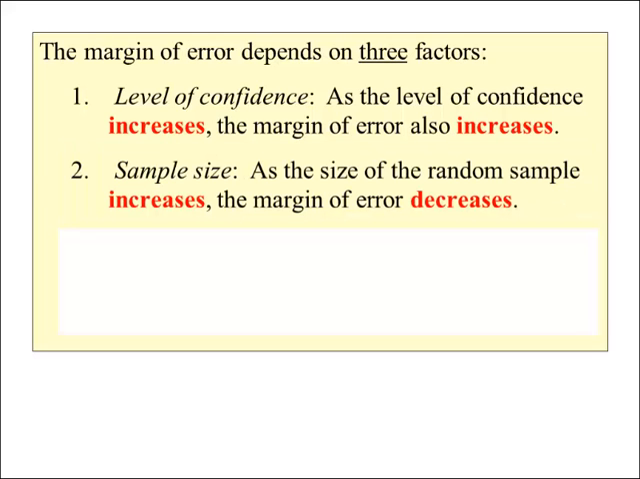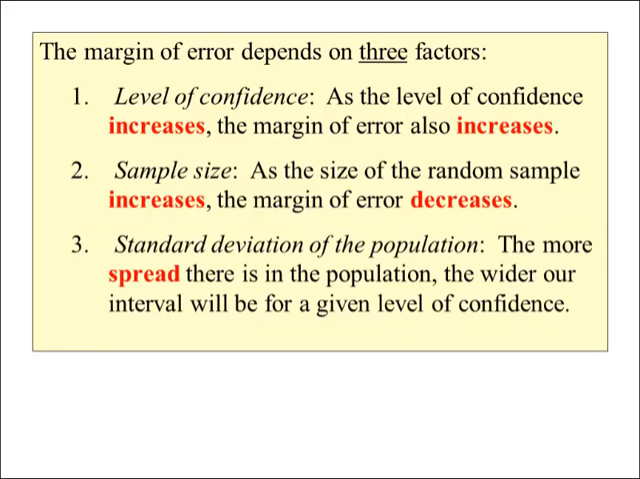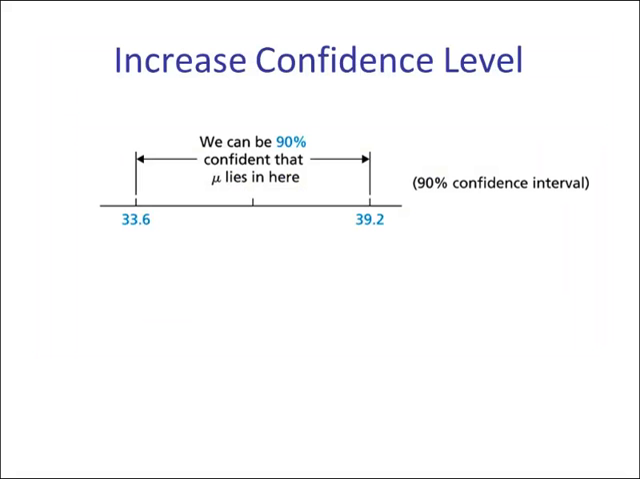Number 2, the sample size. As the size of a random sample increases, the margin of error decreases. Number 3, the more spread there is in a population, the wider our confidence interval will be for a given level of confidence. The more spread in a population, the more spread a sample taken from that population is going to have. Let's look at a visual.